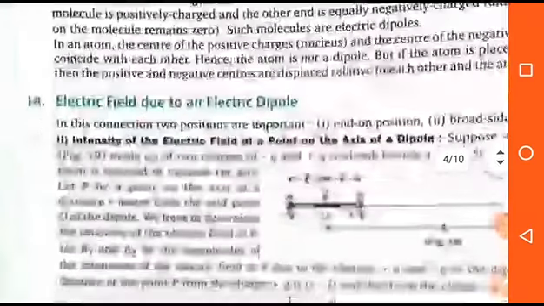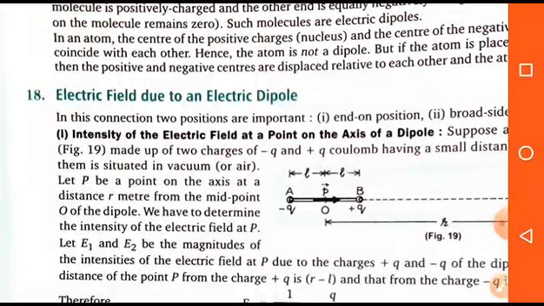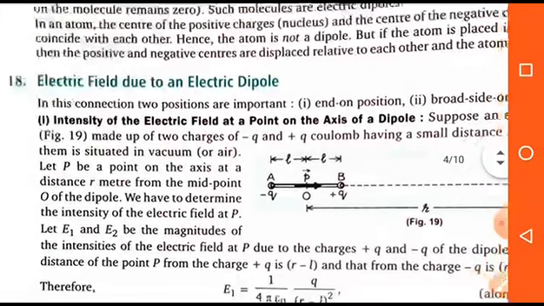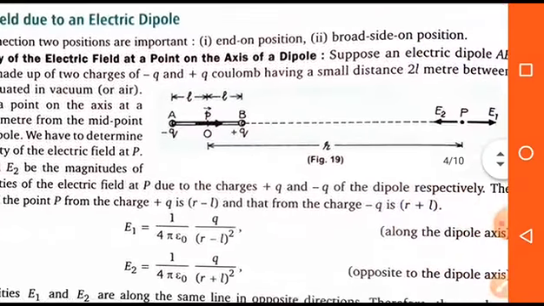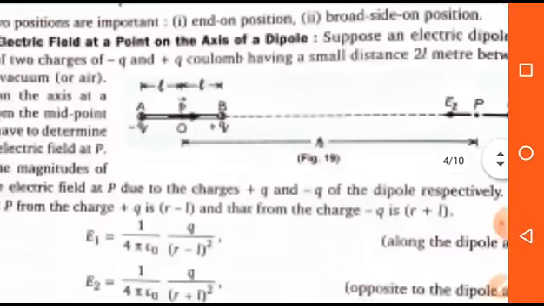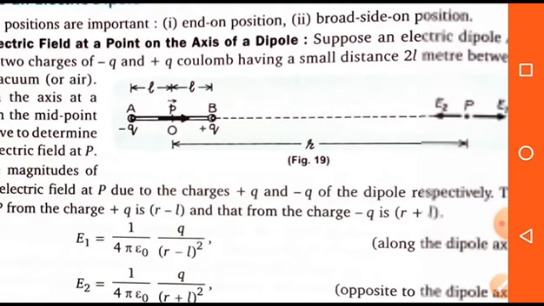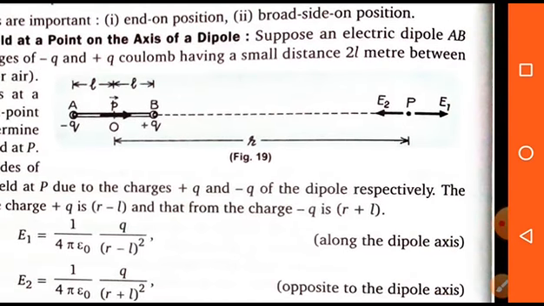Now there is a derivation: electric field due to an electric dipole. There are two conditions in which we can find the electric field intensity due to an electric dipole. The first condition is when the point is on the axis, and the second condition is when the point is on the equatorial line. So in the first case, take a dipole AB. Now take O as the center, and at a distance small r take another point P, where we have to find the electric field intensity due to the electric dipole.